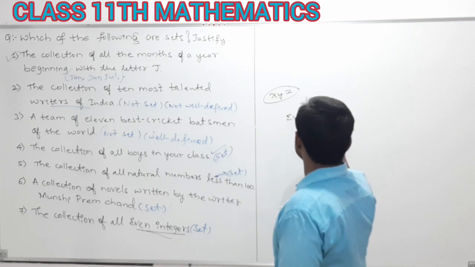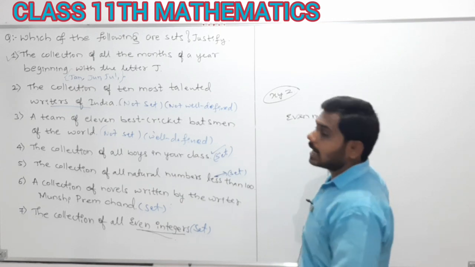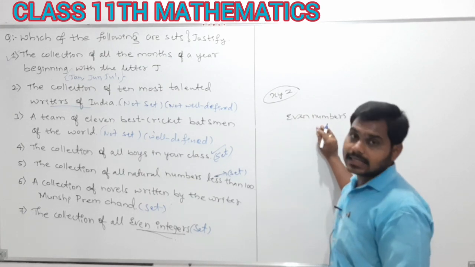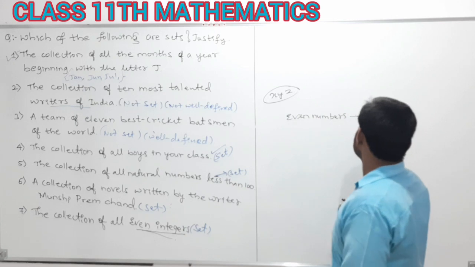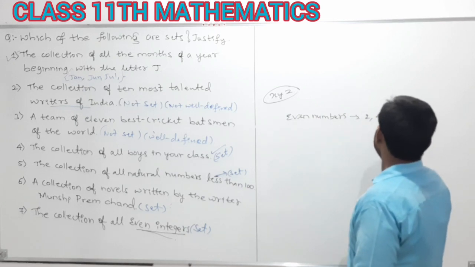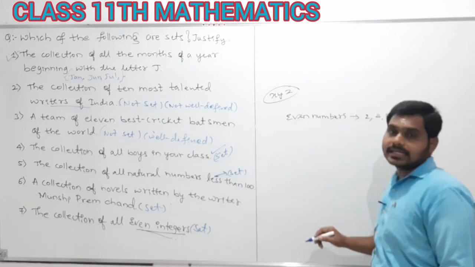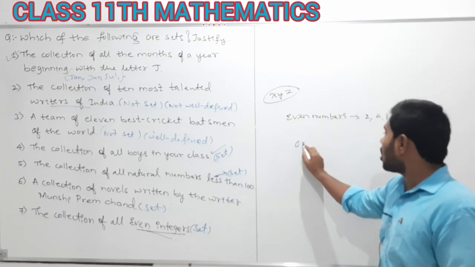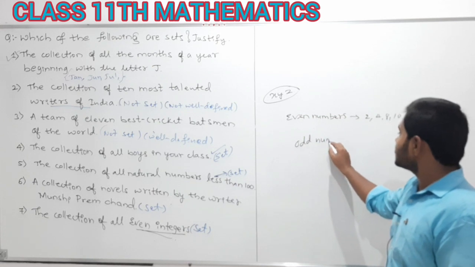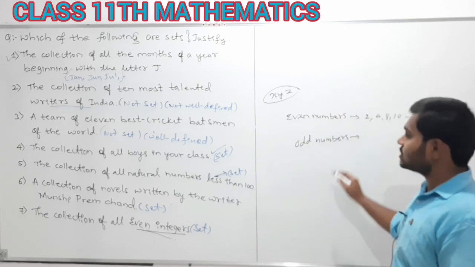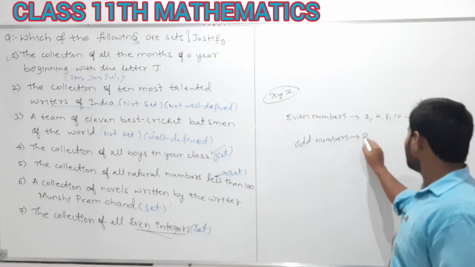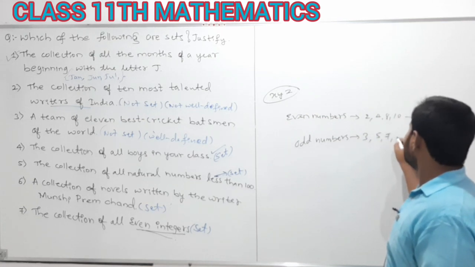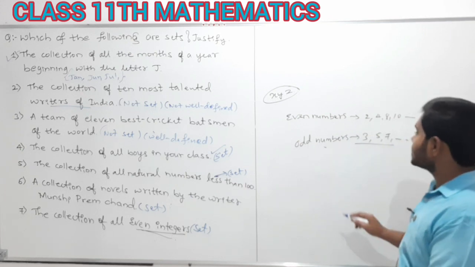Even numbers means, my dear students, a number which is divisible by 2, that we can call as even numbers. Here it is 2, 4, 8, 10. These are all even numbers, because these are all divisible by 2. And next, my students, odd numbers. So what are odd numbers? Numbers which are not divisible by 2: 3, 5, 7, and so on. Such numbers we can call odd numbers.